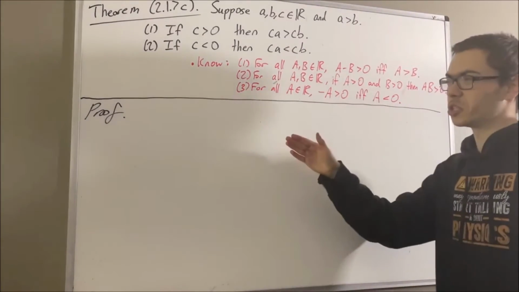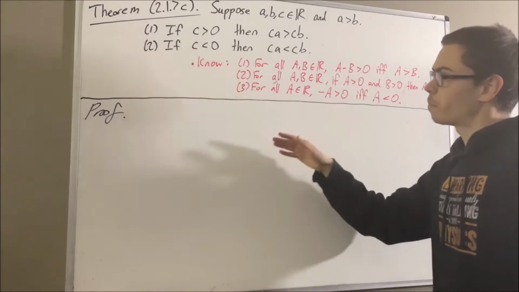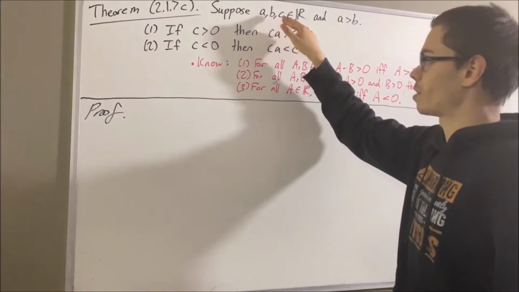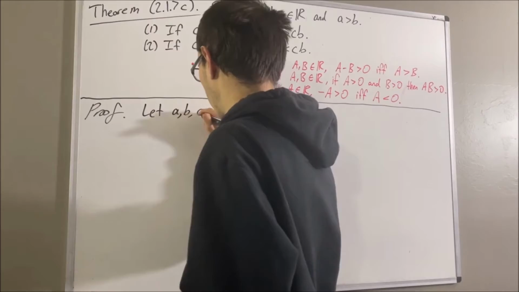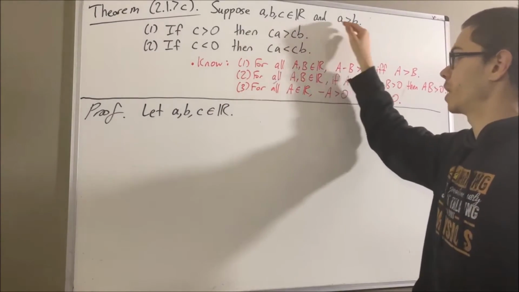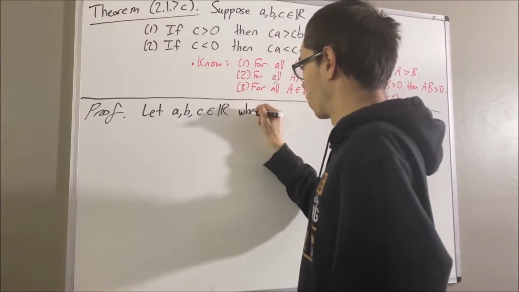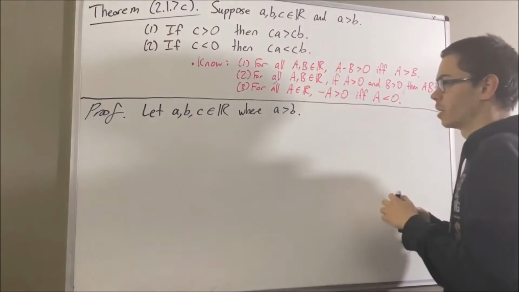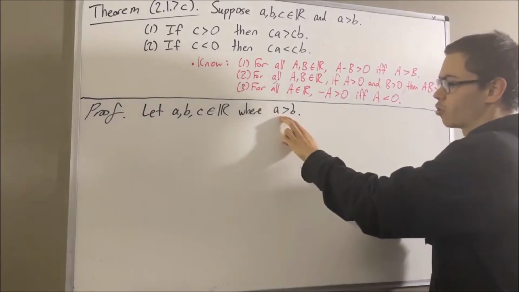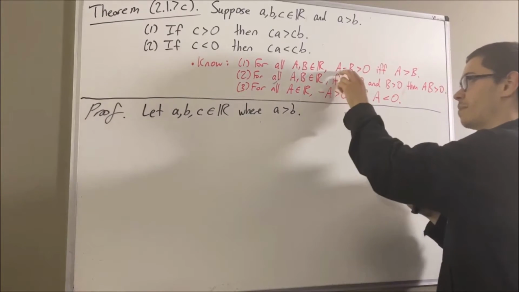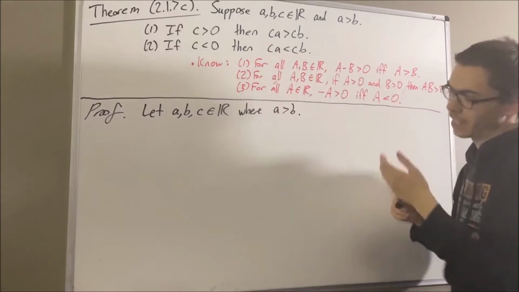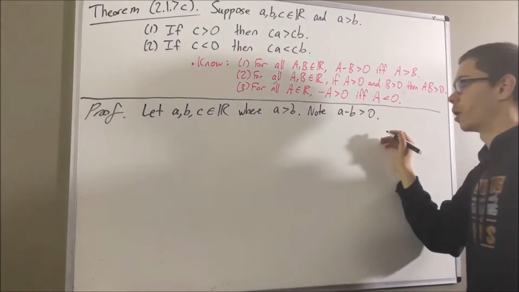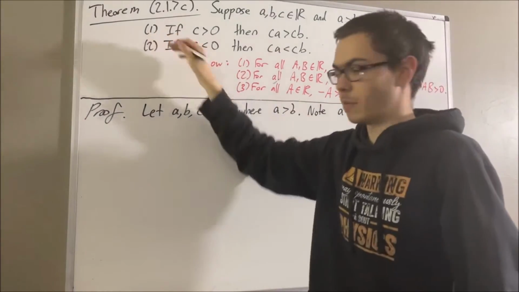Okay, so now let's get into the proof. Let's start out this proof by giving ourselves three arbitrary real numbers a, b, and c. And we are going to assume that a is greater than b. Now, before we prove both of these two statements, first I would like to note that a is greater than b implies that a minus b is greater than 0 by this first fact. Okay, so now let's prove the first statement.